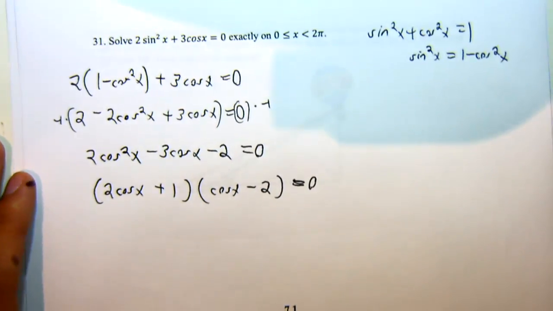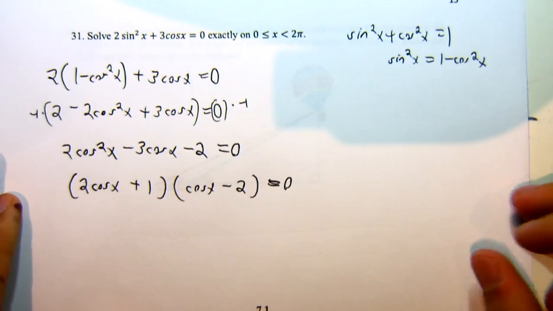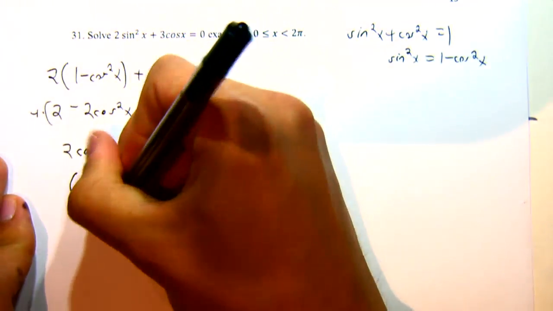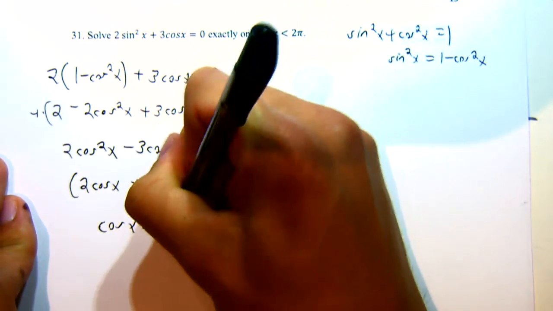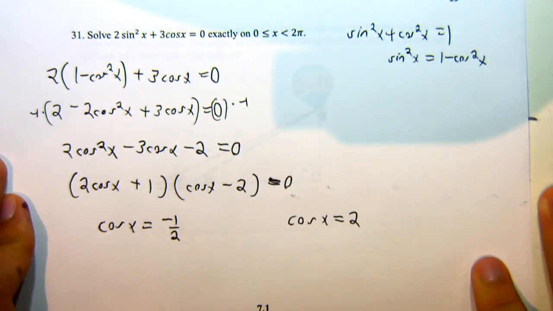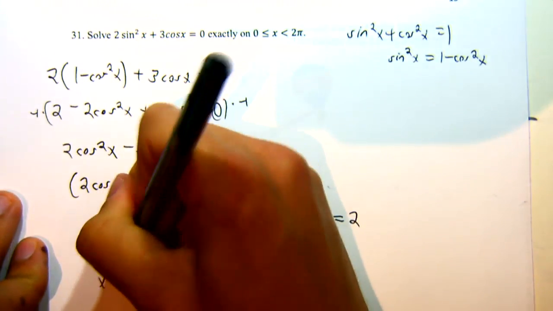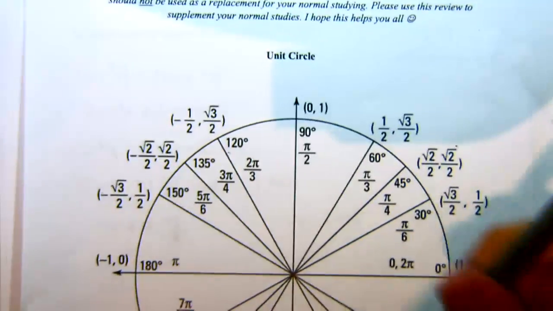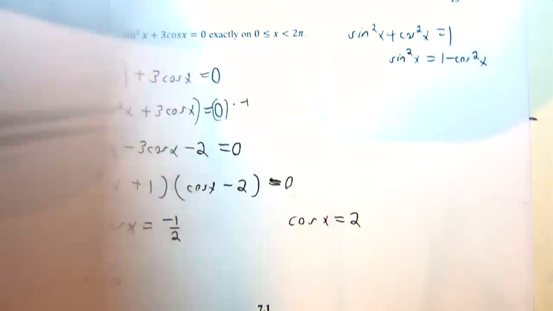So when you factor, it's sort of just like reverse FOILing, you know. All right? And now we know that cosine of x can either be negative 1/2 or cosine of x is equal to 2. So let's find where we have values for negative 1/2. Looking at the unit circle again, cosine is equal to negative 1/2 at 2 pi over 3 and 4 pi over 3.